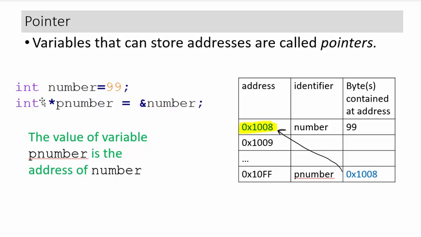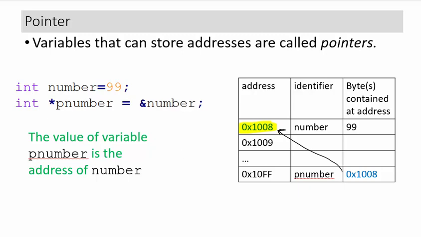Okay, and now I'm going to declare a pointer, and I'm going to go over this notation in a minute, but this is called a dereferencing operator. So I say that the address of number, remember the ampersand means it's the address of number, I'm going to store it in a variable called p number. And by putting an asterisk in front of it, that indicates I'm storing an address here. So the value of the variable p number is the address of number.